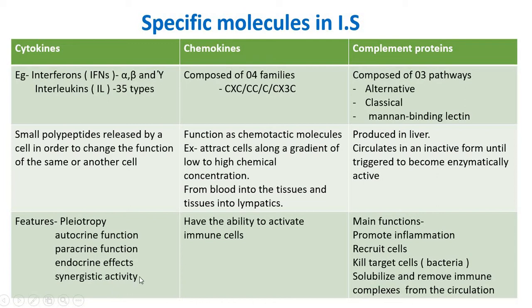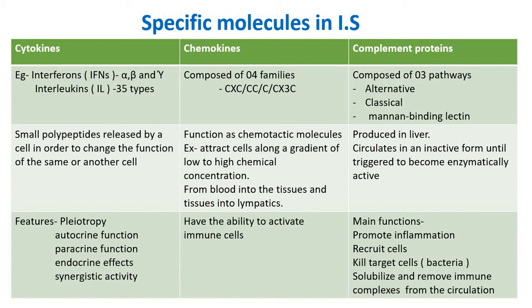Pleiotropy means different effects on different cells. Autocrine function means modulating the cell secreting it. Paracrine means modulating adjacent cells. Endocrine effects means modulating cells and organs at remote sites. And synergistic activity means acting in concert with other cytokines to achieve effects greater than the summation of their individual actions.